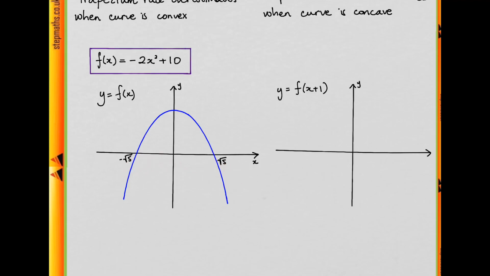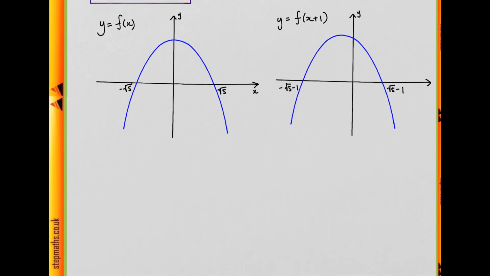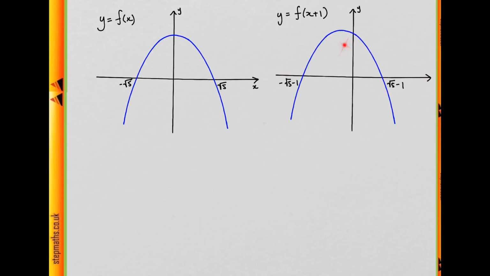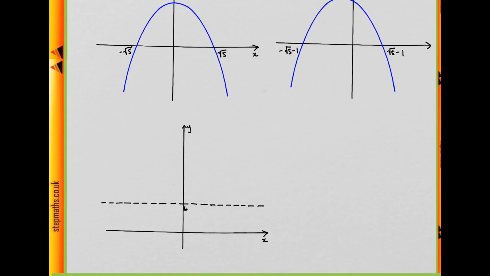Okay, and the next curve that we're interested in is y equal to f of x plus 1, and this is just a translation of this graph by minus 1 in the x direction, right? So graph number 2 looks like this, and the roots are just going to be plus and minus root 5 minus 1. And for our third graph, that's the same as this, but now with a reflection in the line y equals 6, so graph number 3 looks like this.